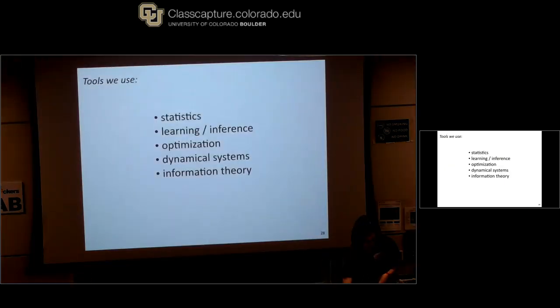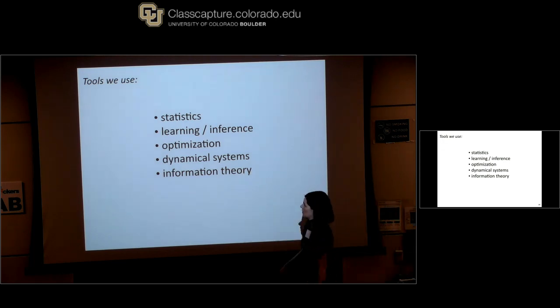So here's some of the tools we're going to use. We're going to use statistics. We're going to talk about learning and inference. We're going to talk about optimization. We've kind of covered all I'm going to say about dynamical systems, but of course that's a big part of neuroscience. The main stuff we're going to use here is information theory.